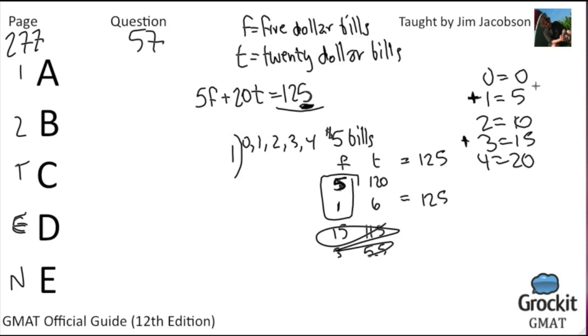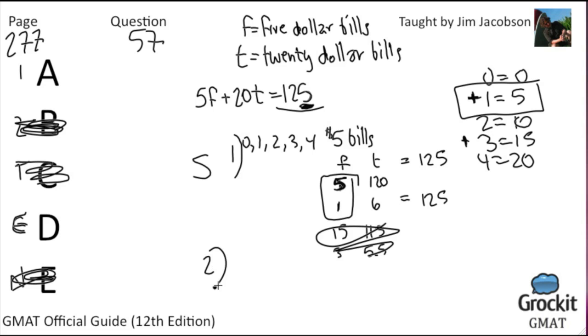He can only have one $5 bill if he has fewer than five, and it's an odd number, and the number of $20 bills ends up being an integer. So statement one is actually sufficient to answer the question because of the way the multiples of five and multiples of 20 worked out. So we can cross off answer choice B as well as C and E.